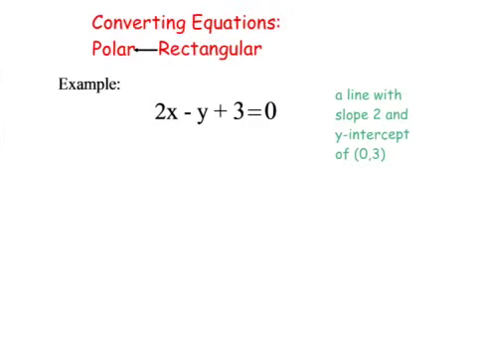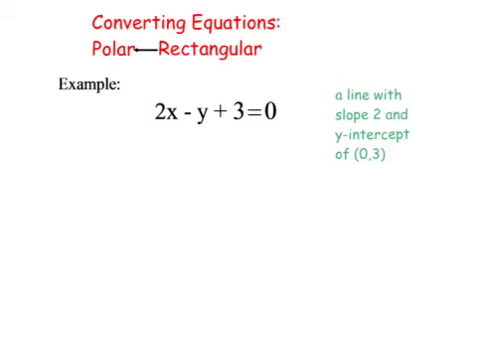Our next equation, 2x minus y plus 3 equals 0, I know is the equation of a line, x first and y first. If we solve for y, we'd find it's y equals 2x plus 3, which has a slope of 2 and a y-intercept of 3. So you can imagine what that looks like.